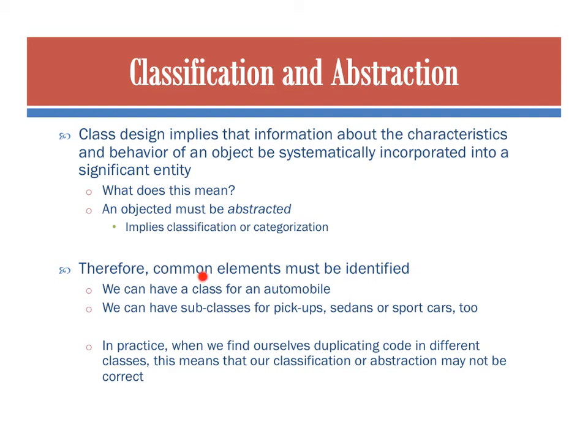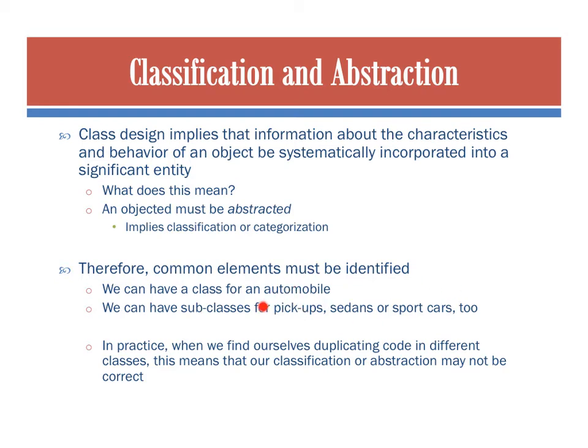So we do have to identify the common elements for each class. Let's say we have a class for automobile, but what about a pickup or a sedan or a sports car? Are those automobiles? Are they in the same class? Do we need new classes? Are those classes related? So for example, can they be a subclass? And we have to think about how those concepts are related between each other, and how those characteristics and behaviors are common to all of these classes or only to a couple of those classes.